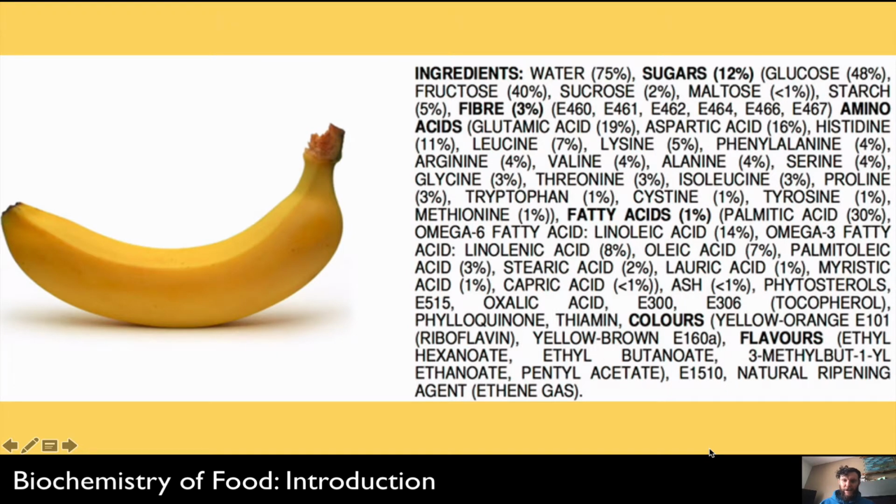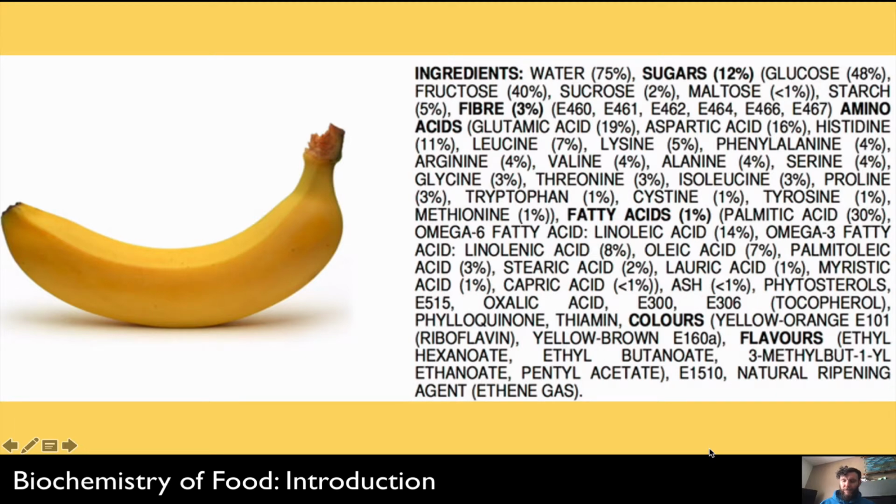It's a banana. Maybe people thought it was a processed food of some sort because there were all of these colors in it, yellow, orange, E101, which is just another name for riboflavin. These flavor compounds, ethyl butanoate, these different natural ripening agents, which is actually ethene gas that the banana produces itself, etc., etc.